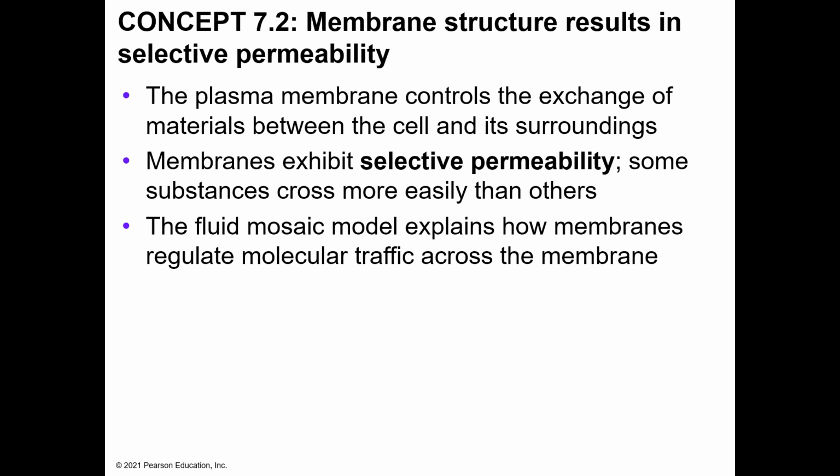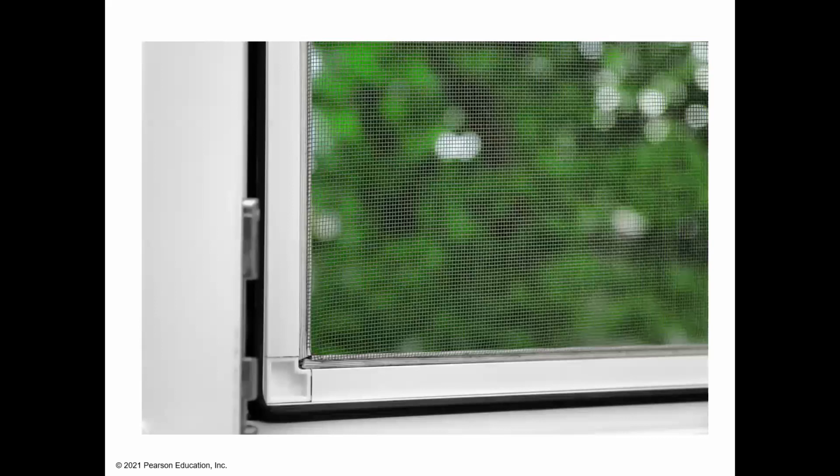So the plasma membrane controls the exchange of materials between the cell and its environments. The plasma membrane is selectively permeable. It has selective permeability. So some substances can cross the membrane very easily, and some cannot. And so the fluid mosaic model explains how membranes regulate molecules across the membrane.